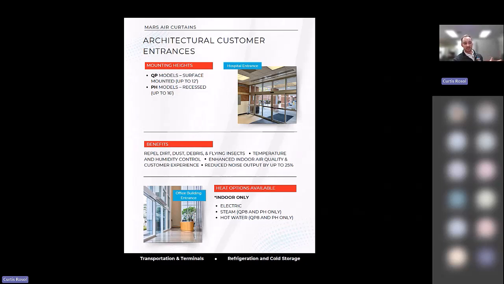Our Quiet Pro, as the name says, is actually about 25% quieter than comparable units. I know that's a big complaint people typically have about air curtains. If that's something you or your customer is looking to solve, Quiet Pro could be a good option for that. And then we also have our Phantom series, which is actually recessed in the ceiling or a soffit above the door. I know that's really popular with architects who might not want to see an air curtain directly above that entry door, but they still want to have the benefits that an air curtain provides.